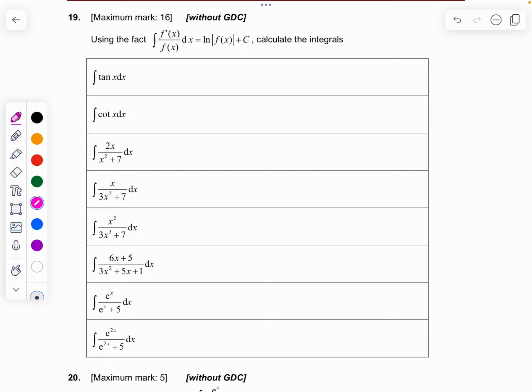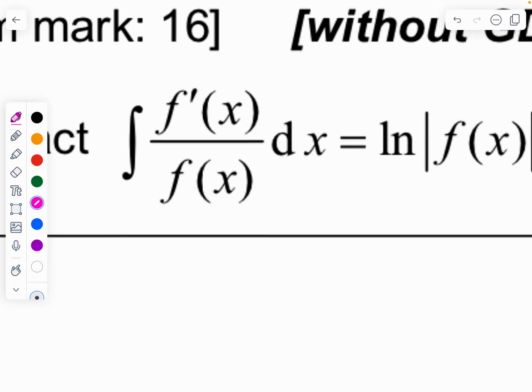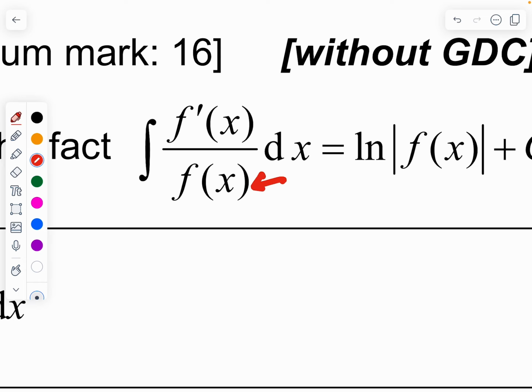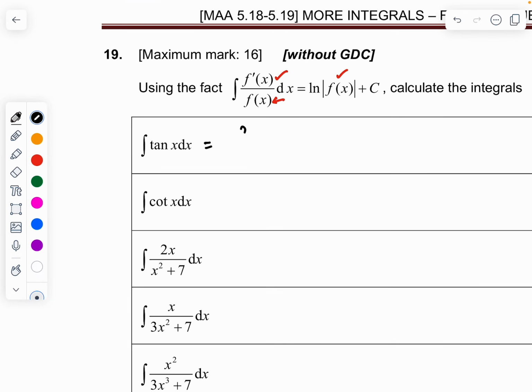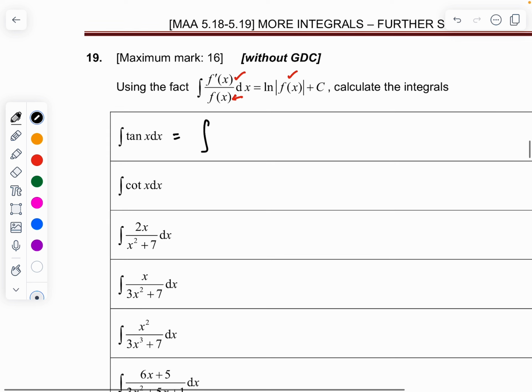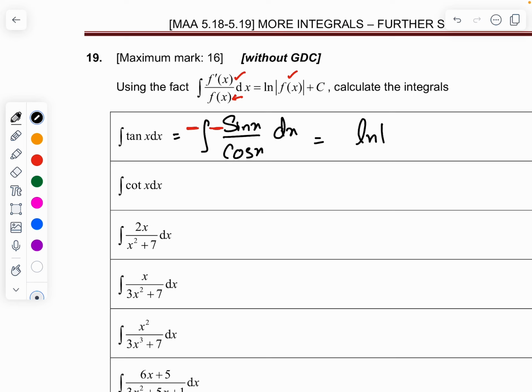Question number 19. We can see that this is a formula. What is the special formula? If there is a function in the denominator and its derivative is in the numerator, then ln of the denominator is going to be the result. So tan x can be written as sin x upon cos x. What is the cos x derivative? Minus sin x. So the minus is missing, so I introduced a minus. So it becomes ln cos x, but that extra minus is there outside, so minus ln cos x.